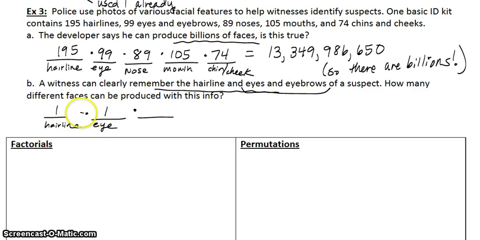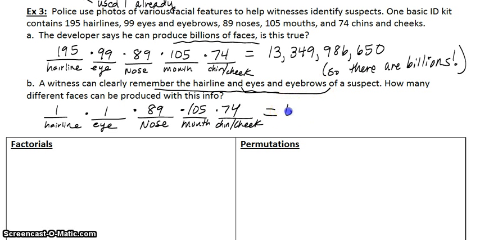So those ones are for sure. So it's just one. And really, you wouldn't even need to write those down. But I am, so you can kind of see what's going on here. Then the suspect doesn't know this other stuff, or the witness, I mean. So there's 89 noses, 105 mouths, 74 like before. Those are the categories they don't know, so we still have to pick from all of those.